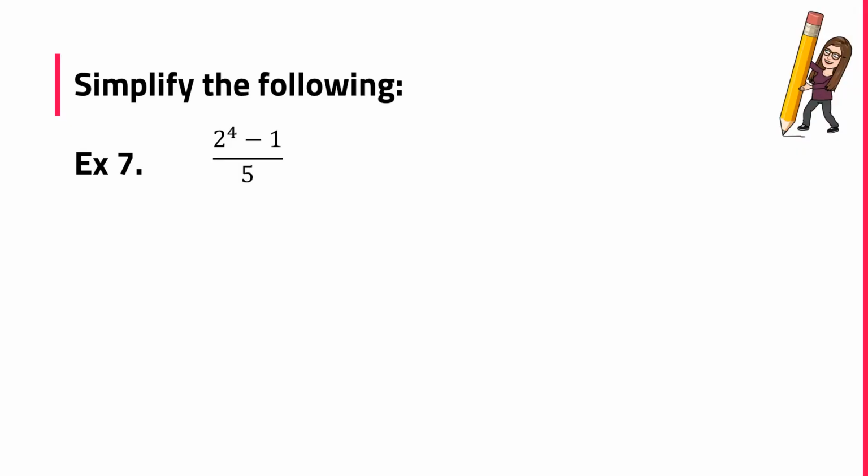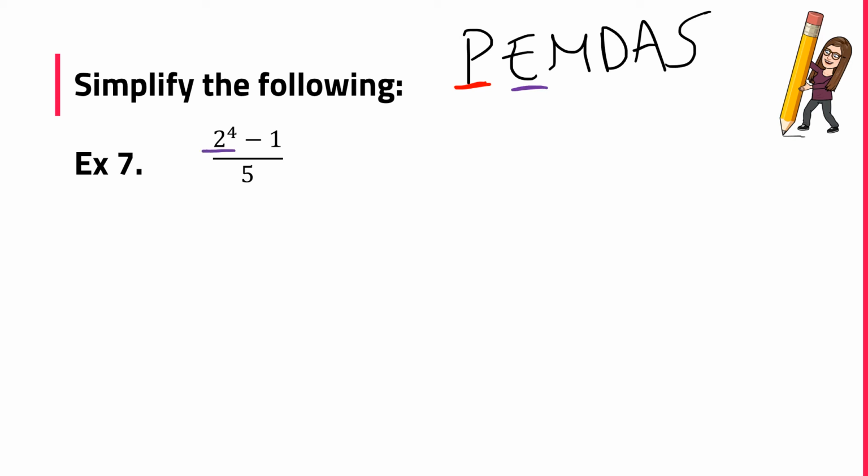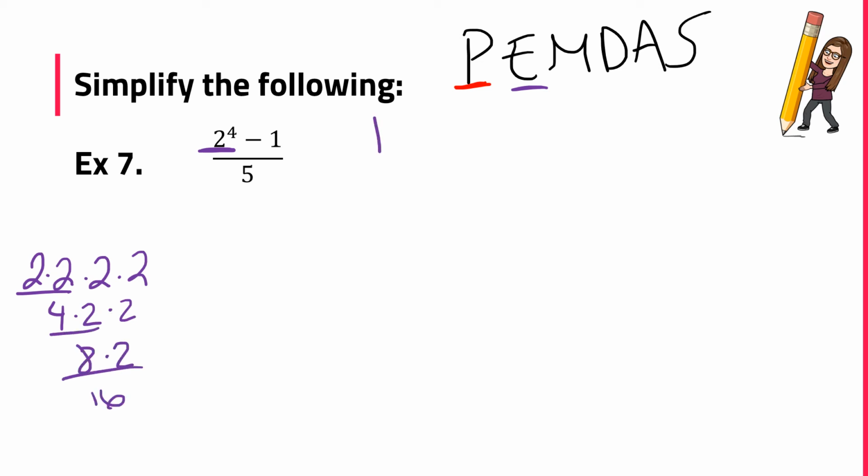Let's take a look at just a couple more. Bear with me, you're doing great. The next problem, we're going to follow PEMDAS. First step, do I have any parentheses? Nope. Next step, any exponents? Yes. I'm going to take care of this 2 to the 4th. Well, we already did this one, but let me refresh your memory. 2 times 2, 4. 4 times 2, 8. 8 times 2, 16. So that becomes a 16. The -1's still there, the 5's still there.